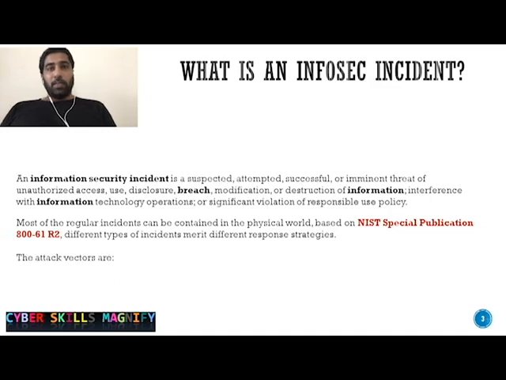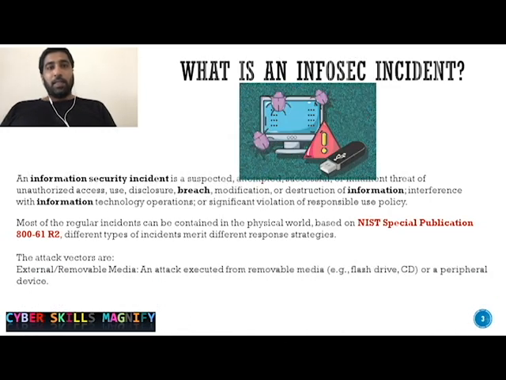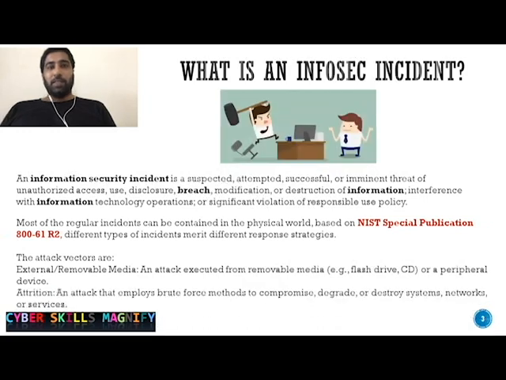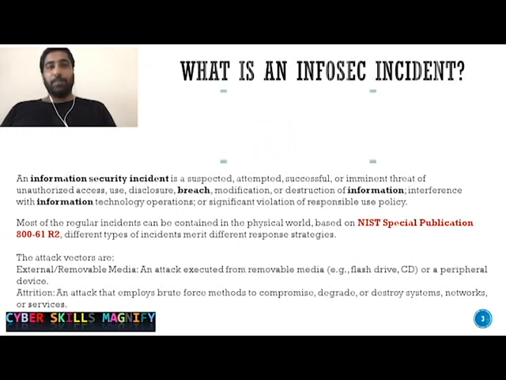So the attack vectors, let's get into them. External and removable media: an attack executed from removable media, for example a flash drive or a CD or peripheral device. Attrition: an attack that employs brute force methods to compromise, degrade, or destroy systems, networks, or services.